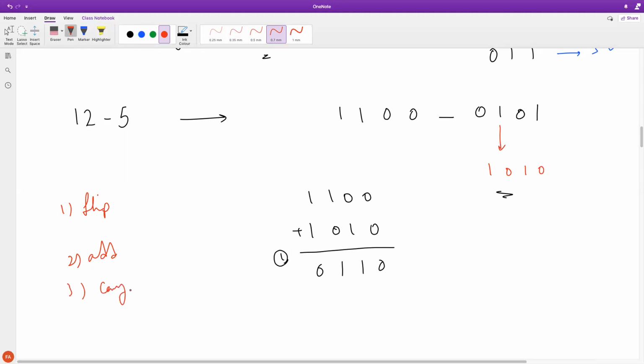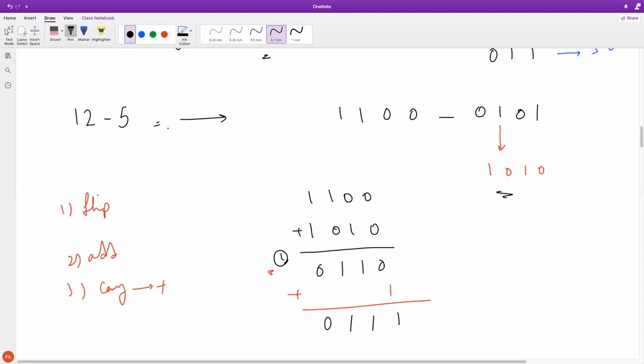Carry, if you have carry, add it. So it means that I've got to add it by 1 because I had this carry here. So if you have carry, add them. 1, 0, 1, 1, 1, 1, 0, 1, and 0. Good.